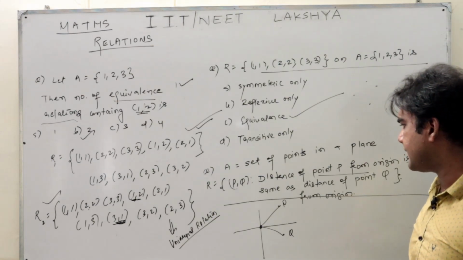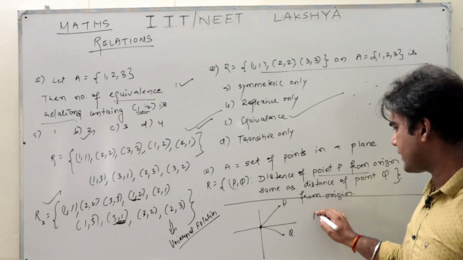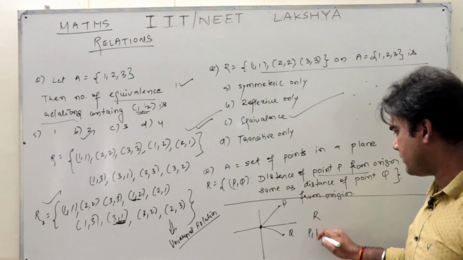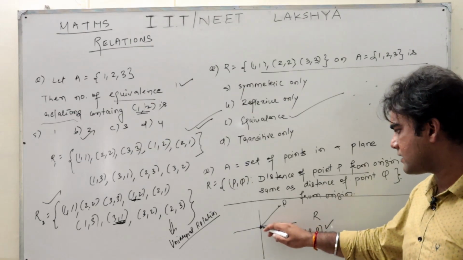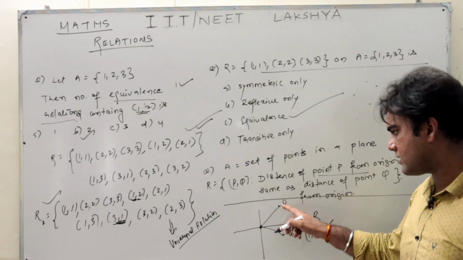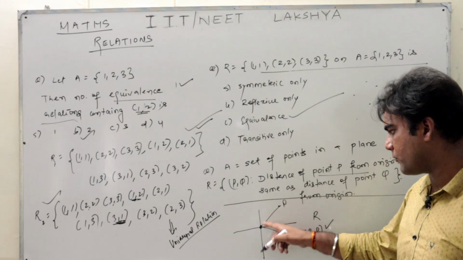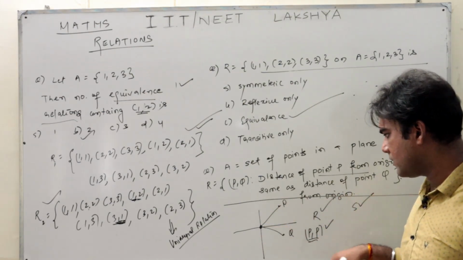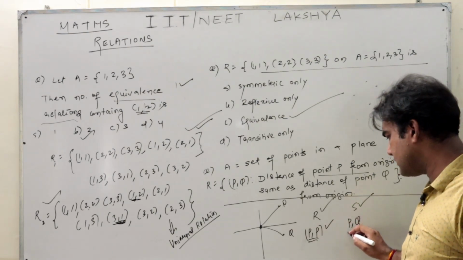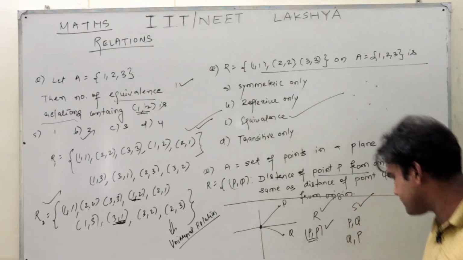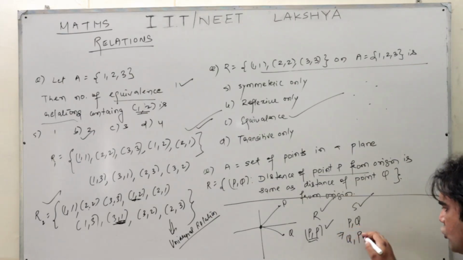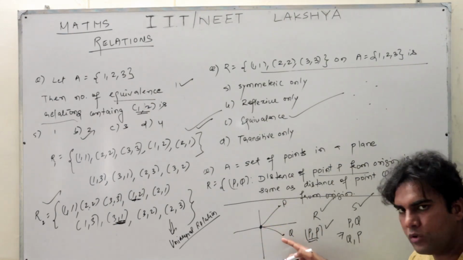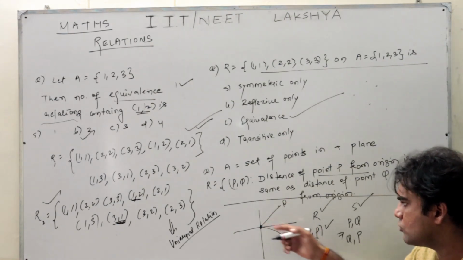So let us do one thing. First let us check reflexive. So I need to check (P,P). (P,P) is there because the distance of P from O is the same as the distance of P from O, because the points are the same. So it is reflexive. Let us check symmetry. Symmetry means if (P,Q) is there, then (Q,P) should also be there, which is correct. If OP is equal to OQ, then OQ is also equal to OP. So it is symmetric also.